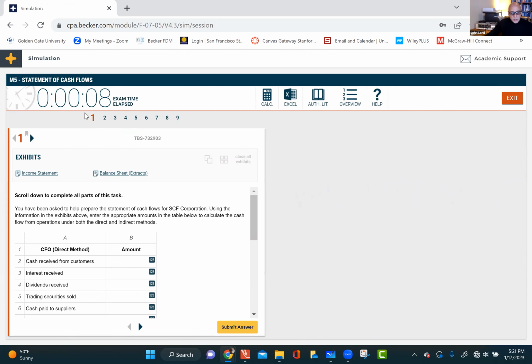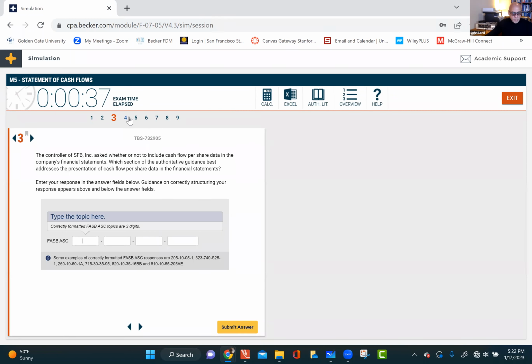Now, as you look, you can see that on the exam itself, you won't have this many task-based simulations. Remember, you have 3 testlets. The first one has 2 task-based simulations, and the last 2 have 3 for a total of 8 task-based simulations. But sometimes Becker has extra ones in there because they want to give you more practice as you head towards your exam. Now, the one that I'm going to look at here is number 3.